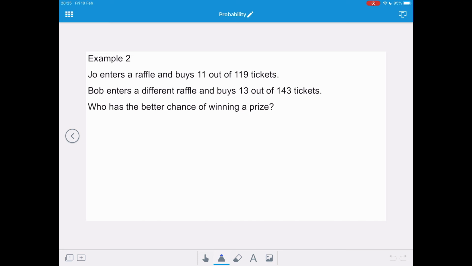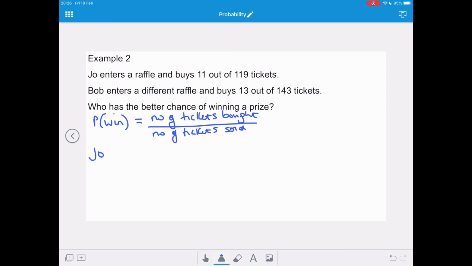So in this example, Joe enters a raffle and buys 11 out of 119 tickets. Bob enters a different raffle and buys 13 out of 143 tickets. Who has the better chance of winning a prize? We can't just say Joe or Bob, we need to work out the probability of winning. So P(win) is going to equal the number of tickets bought by Joe and Bob at their respective raffles, all over the total number of tickets sold in each raffle. So you can see we're going to have two different probabilities to calculate, and then we're going to be able to compare them by changing them into decimals or percentages.